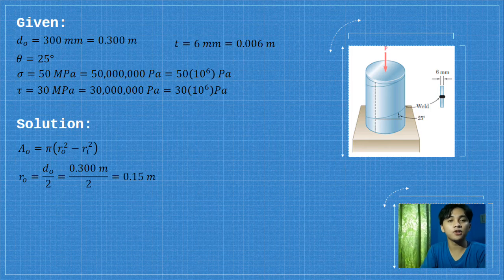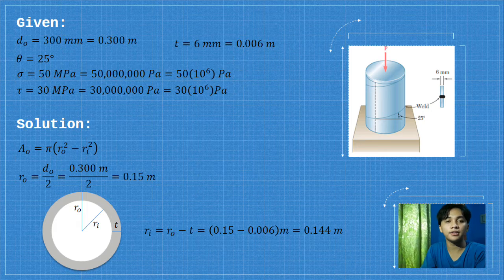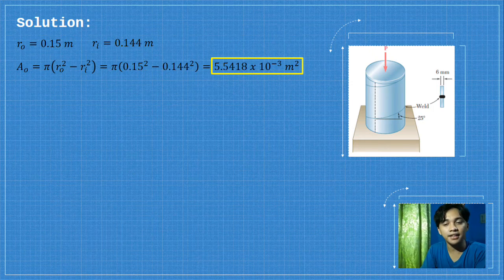Now let's proceed to solving the problem. First, we need to solve for area, for which inner and outer radius are needed. For the outer radius, let's divide the given outer diameter by 2. For the inner radius, as shown, we need to subtract the given thickness from the outer radius. Then, we can already determine the area. Next is to determine the loads under 50 megapascals normal stress and 30 megapascals shear stress.